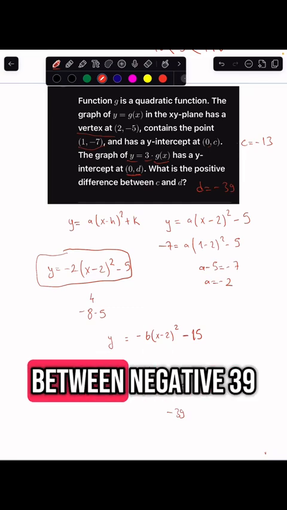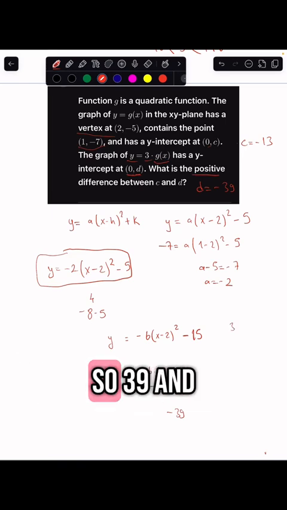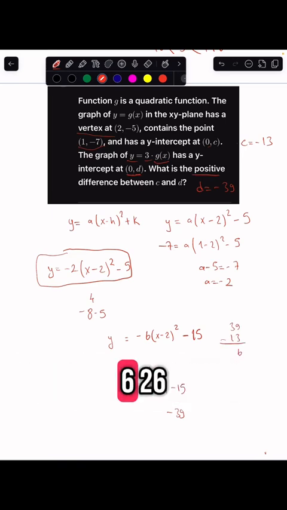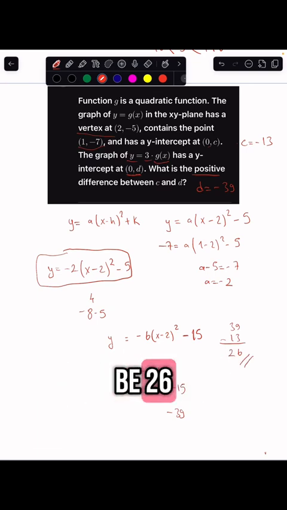Now we have d as -39, right? The question is asking for the positive difference, right? So 39 and 13, subtract that, 26. So the answer is going to be 26.